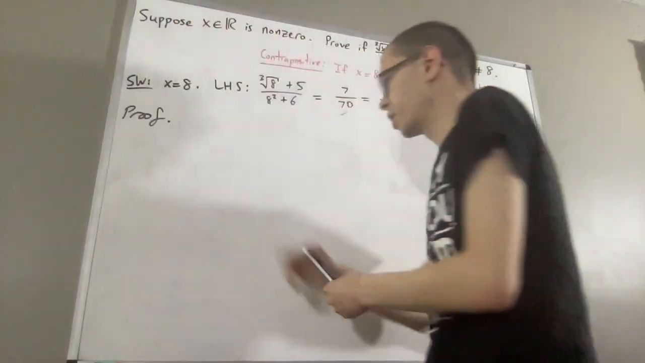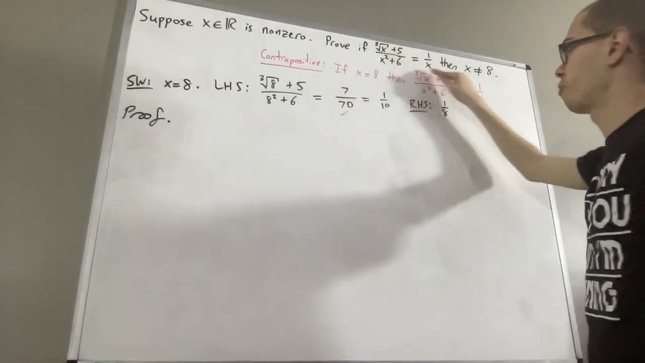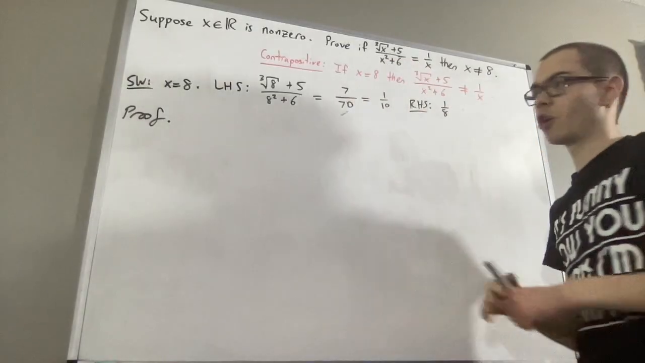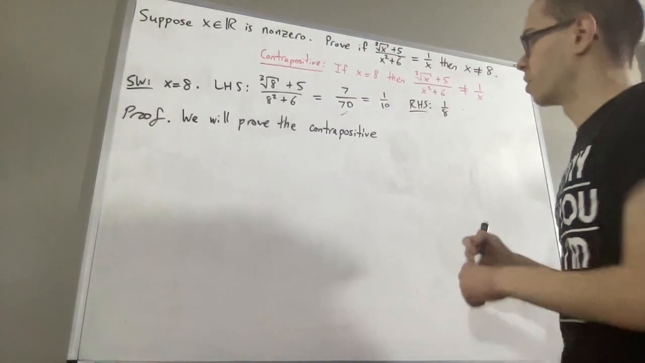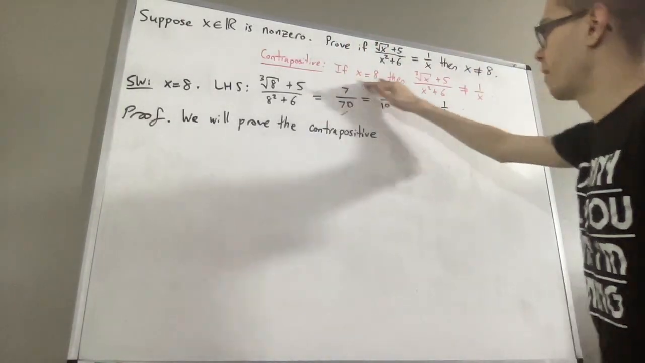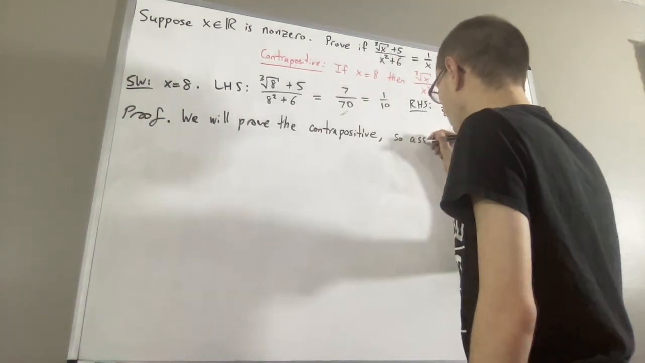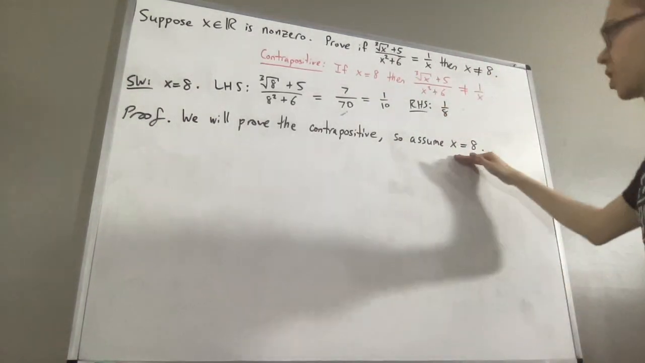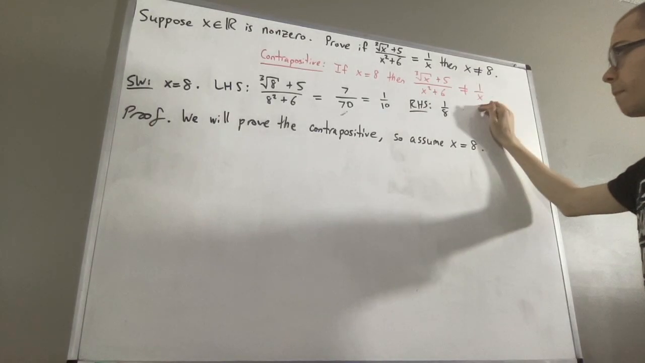Again, the first thing to note is that we're doing a proof by contrapositive. We're proving the contrapositive of this statement. So let's note that in our proof. So what that means is we're going to prove that this statement is true. So we'll make the assumption x is equal to 8. From here, we're going to logically deduce that this guy is not equal to this guy, right?